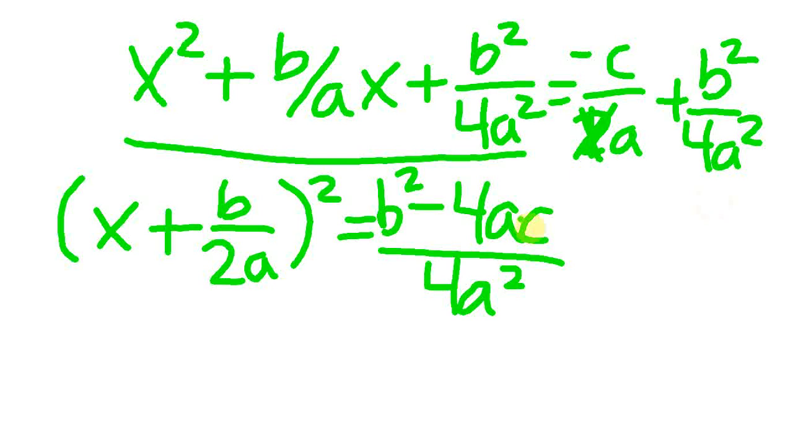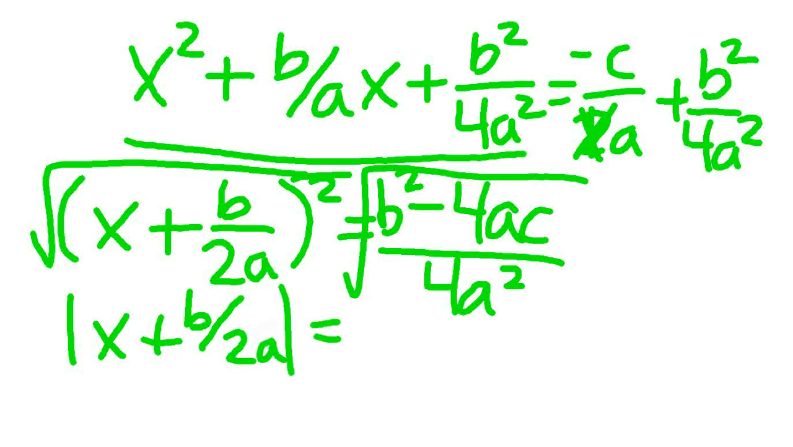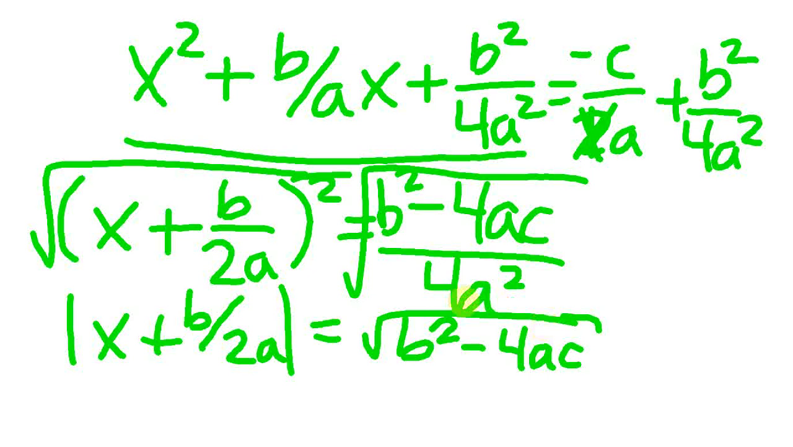And then you take a square root of both sides. Okay, so when we have a variable squared, and then we take a square root of that, we actually get the absolute value of x plus b over 2a equals, so here, this will stay the square root of b squared minus 4ac. This denominator, we take the square root of it, we get 2a.